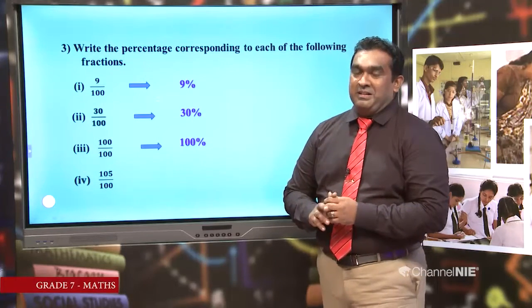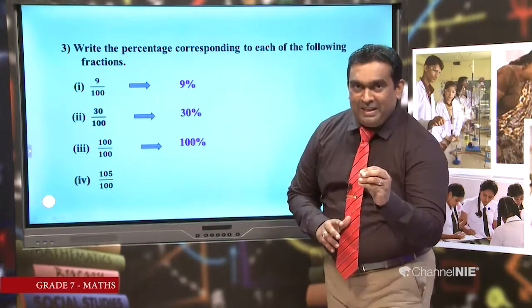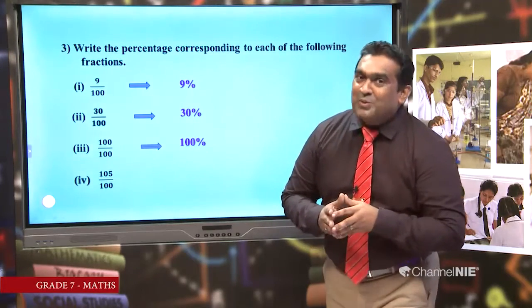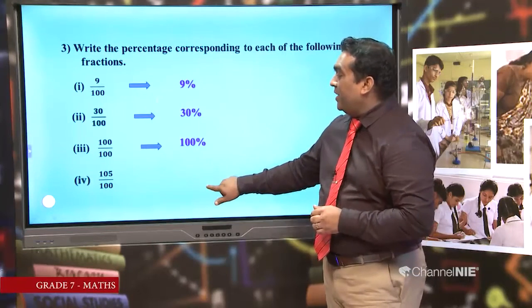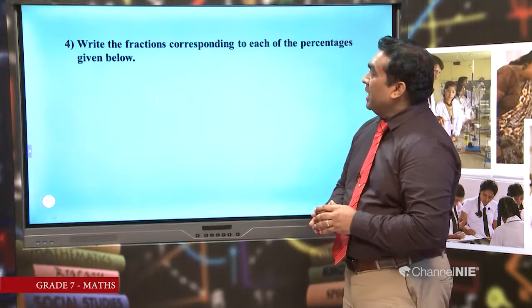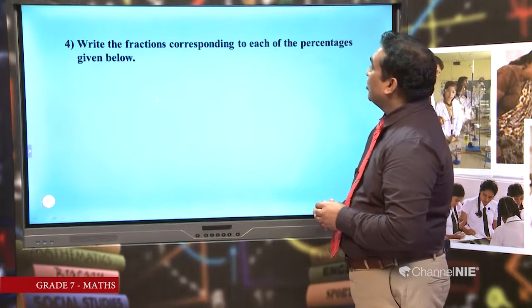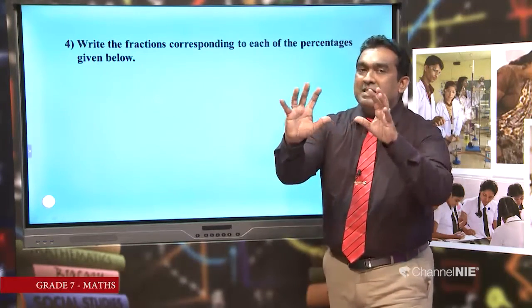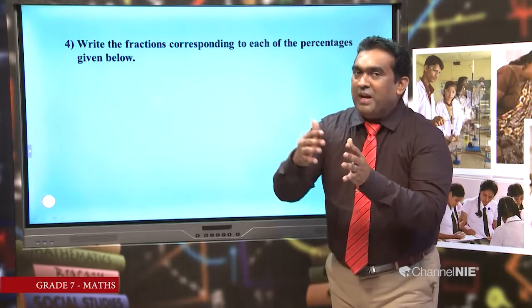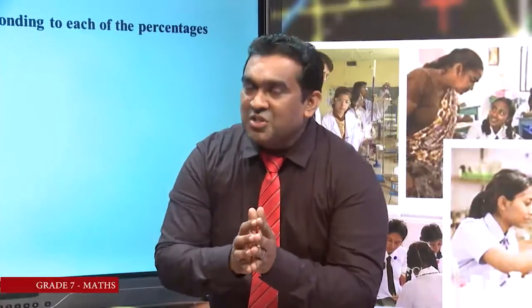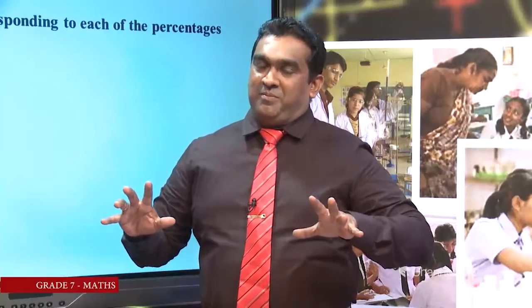105 over 100. Then what is the way you write 105? In the denominator you can see 100. Therefore, 105%. Okay, next one. Write the fractions corresponding to each of the percentages given below. Now you have the percentage. Then you have to find out the fractional form. From the percentage, you want to find out the fraction.